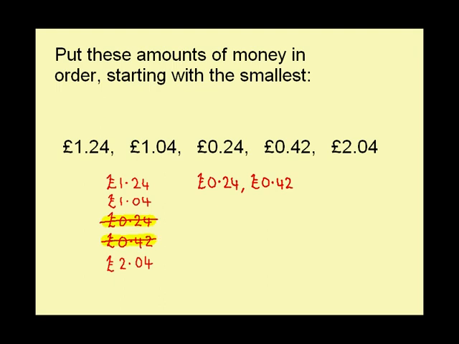Now to find the next number, I go back to the pounds again. I've got £1, £1, or £2. So because these two have both got £1, I know that these two are going to come next. Again, I go to the 10 pences column. I've got 20 pence here and 0 pence here. So this one's the next largest. And then this one. Now I've only got one number left in my list, so this must be the biggest. So these are the amounts of money written in order from smallest to largest.